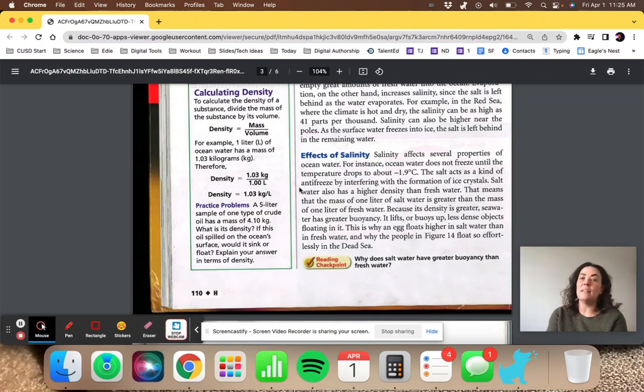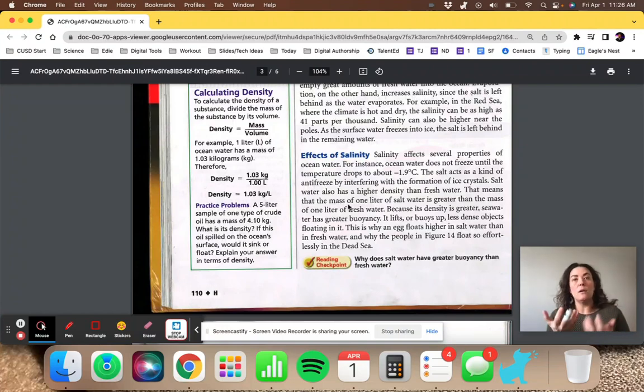The salt acts as kind of an antifreeze by interfering with the formation of ice crystals. Salt water also has a higher density than fresh water. Because of those ions filling in the spaces between the water molecules, it's more dense. You can fit more molecules in the same amount of space. That means that the mass of 1 liter of salt water is greater than the mass of 1 liter of fresh water. Because its density is greater, seawater has a greater buoyancy. It lifts or buoys up less dense objects floating in it. That is why an egg floats higher in salt water than in fresh water, and why the people in figure 14 float so effortlessly in the Dead Sea.